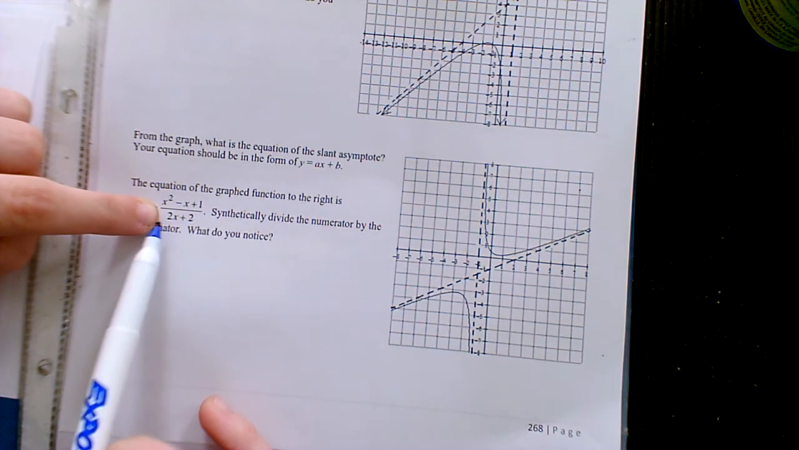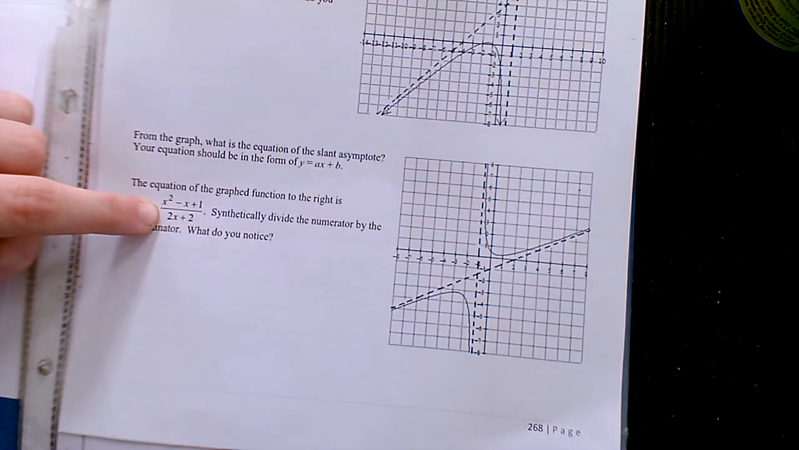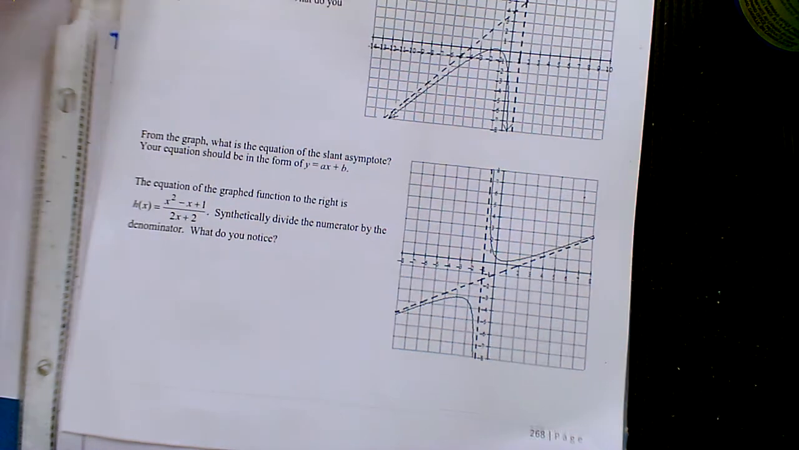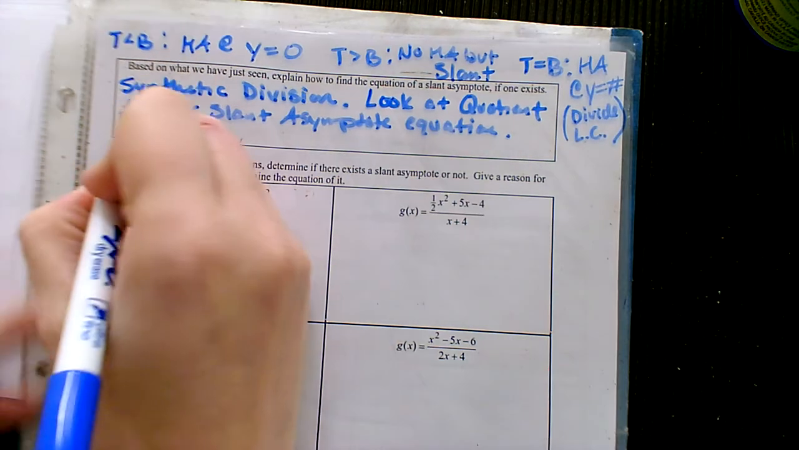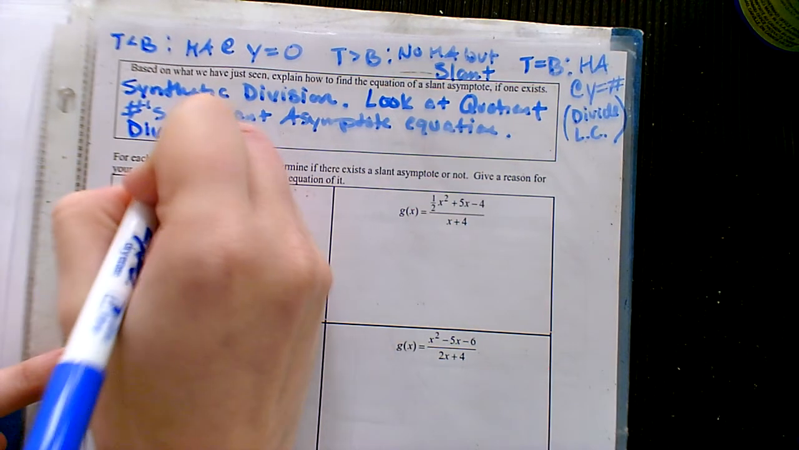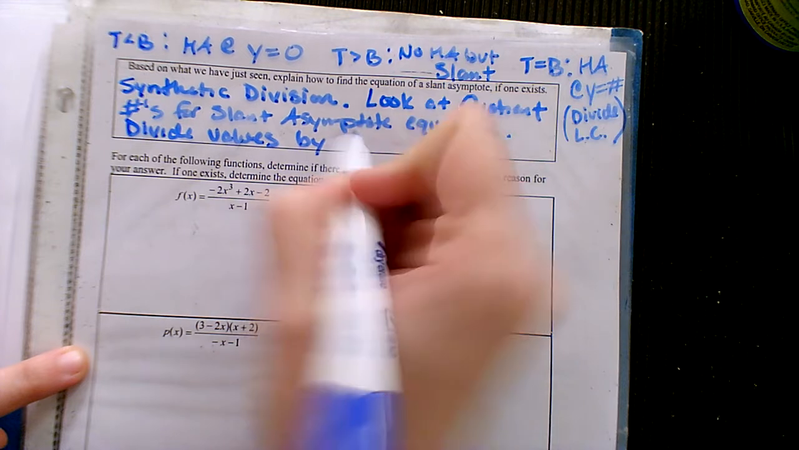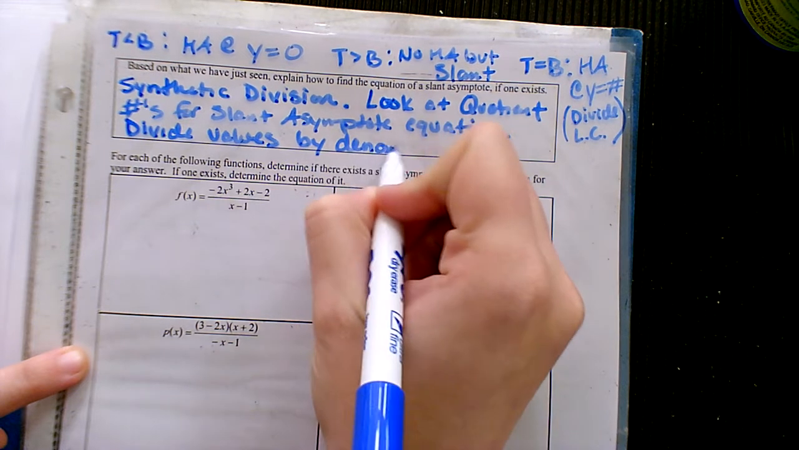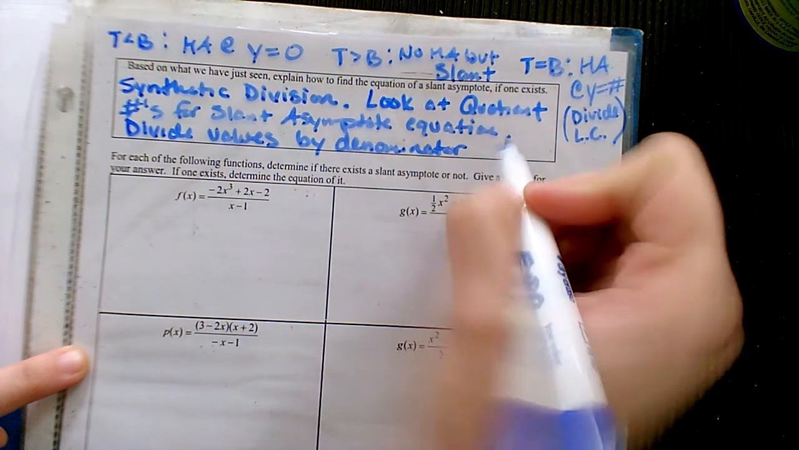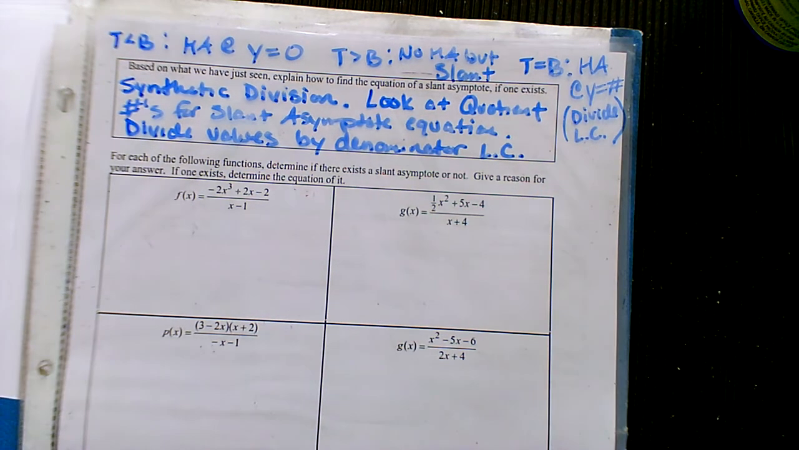Okay, so we have to be careful. If there's a leading coefficient in the denominator, we have to divide the quotient values by that number. So we're going to add that in here: divide values by denominator leading coefficient.